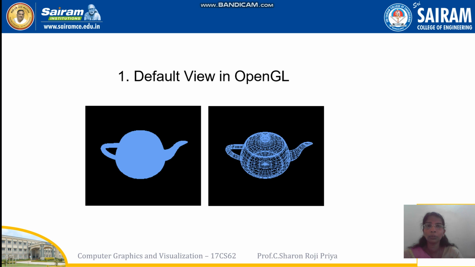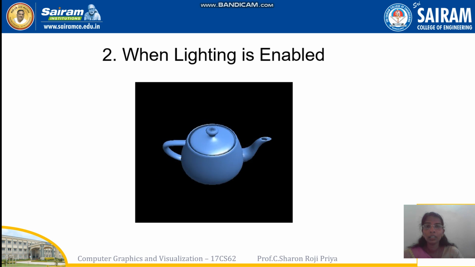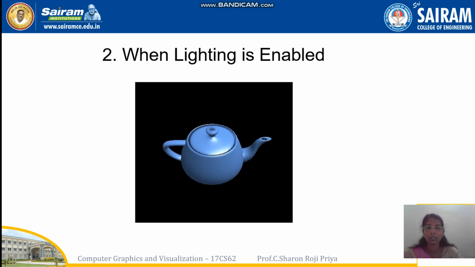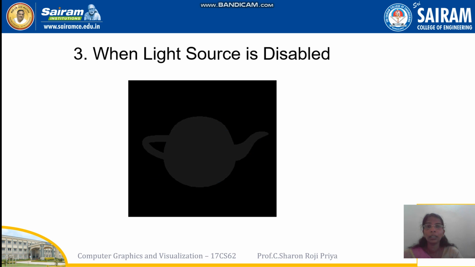When I draw an object using OpenGL, I get it like this. This is when I use the lighting effect, and I get the object like this. Hope you can see the difference between both objects. When I disable the light source, I get the image in this form.